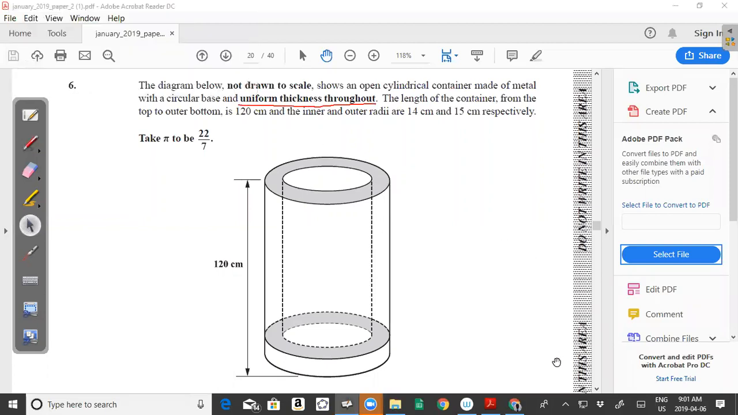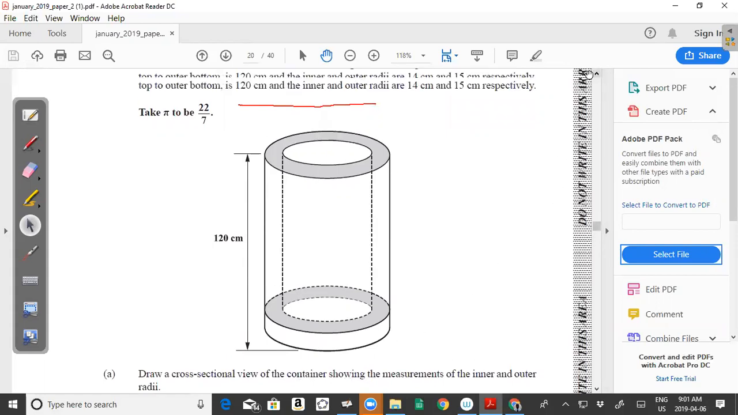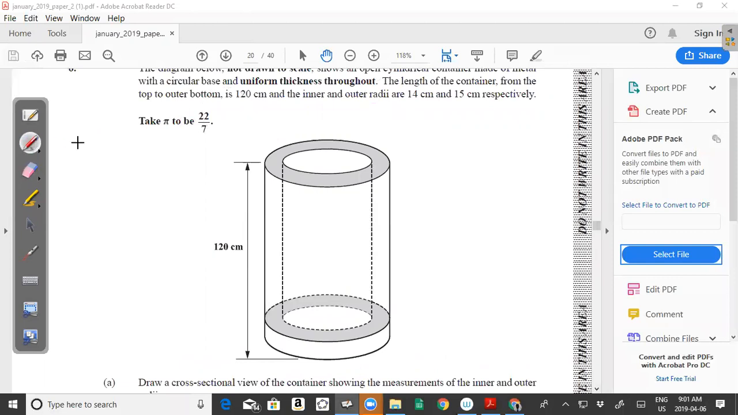So let's move on to part one here. Draw a cross-sectional view of the container showing the measurements of the inner and outer radii. So you're simply just going to draw what you see here. You have a large circle, the larger circle is on the outside, of course, and the smaller circle is on the inside there. And we are told that both of them share the same center, of course, and the smaller circle has a radius of 14 centimeter.